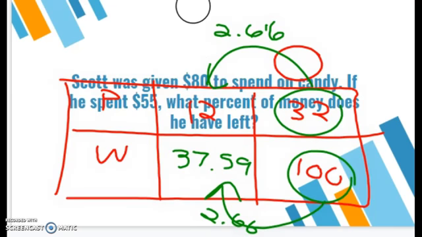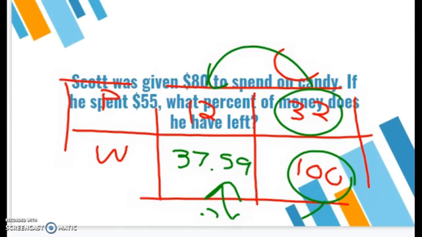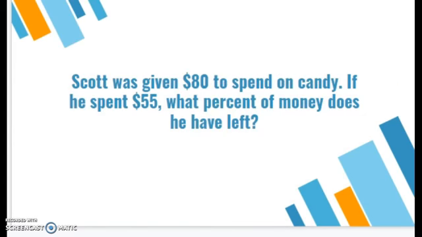Alright, next one. Let's go ahead and erase. Let's try to erase at least. There we go. So this one says, Scott was given $80 to spend on candy. If he spent 55, what percent of money does he have left?